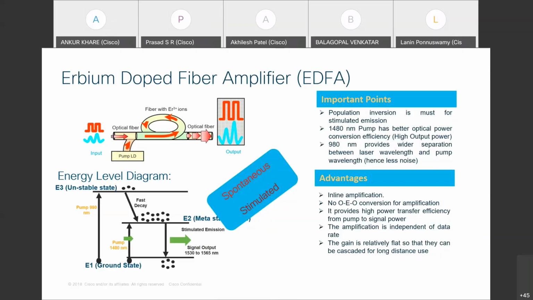Here the optical amplifier advantages are that there is no optical conversion for amplification, and it is independent of the data rate. It also has a flat gain for all the channels. So whatever number of channels you carry via the amplifier, you will have a flat gain. So this is about the optical amplifier.